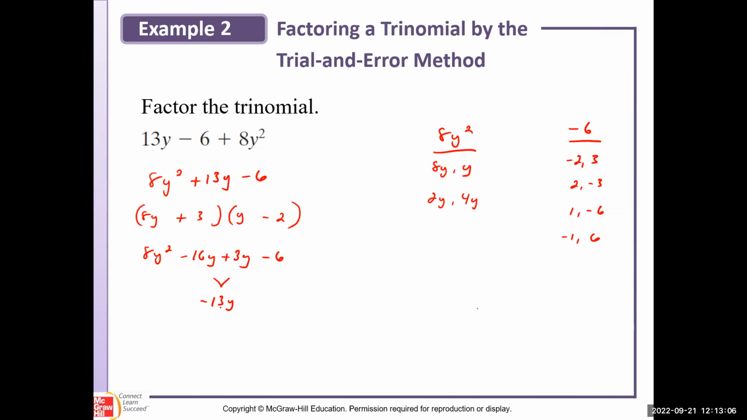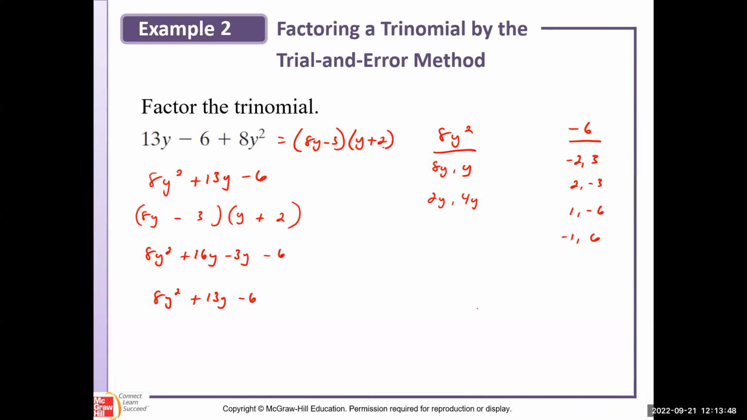So I tried the negative 2 and the 3, and now I'm going to flip it. I'm going to change the signs here, so this one's going to be a negative and that's going to be a positive. I'm going to multiply it out again. 8y and y is 8y squared. 8y times 2 is 16y. Negative 3 times y is negative 3y, and then negative 6. You can see that if I have 16y minus 3y, I'll end up with 13y, which is exactly what I started out with. And so the factored form of the original ends up being 8y minus 3 times y plus 2.